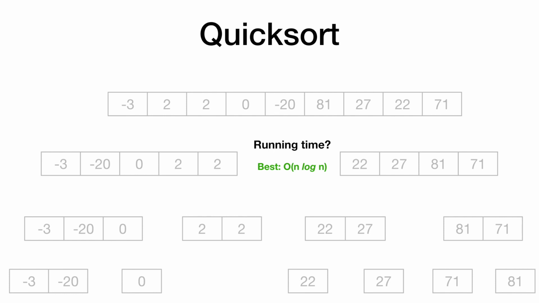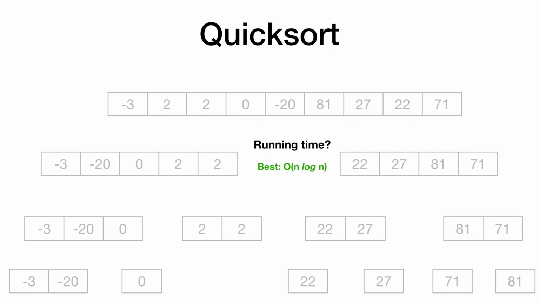Well, what if in this first round, instead of picking 27, I had picked 81? What if I had picked negative 20? Well, negative 20 would have moved here. It would have pushed everything else over here, and we would have run the next iteration with everything except negative 20. And then if by chance I had picked negative 3, then it would be negative 20, negative 3, and then we would have run on the entire set.